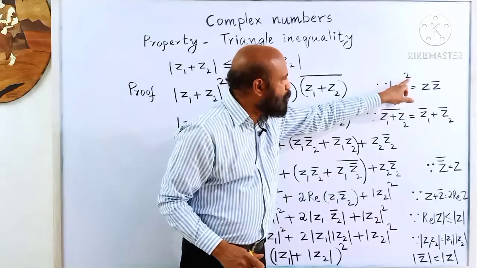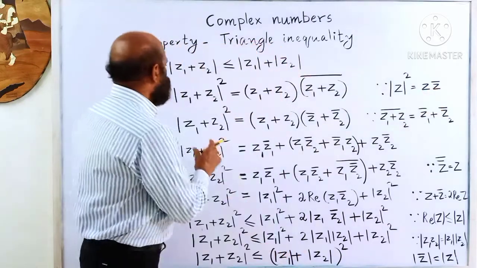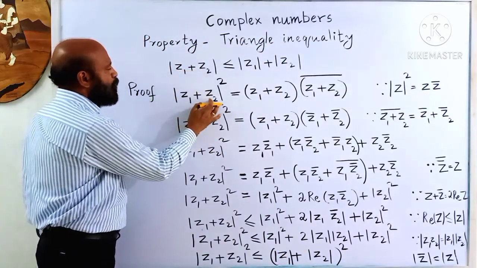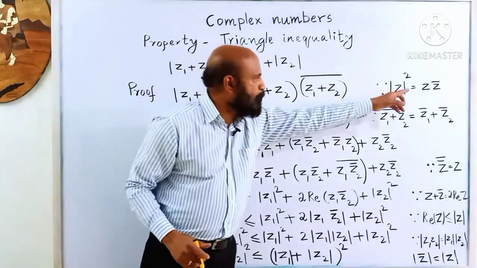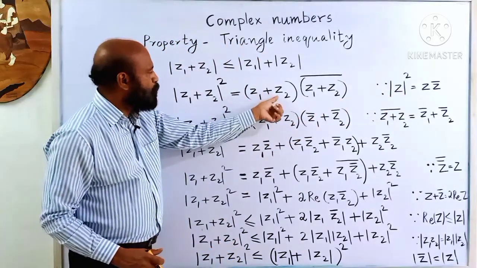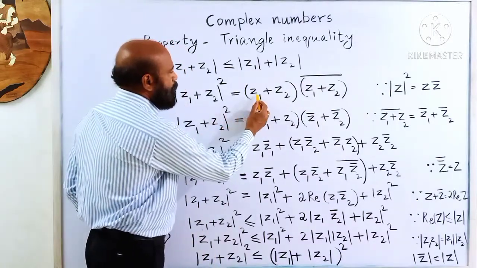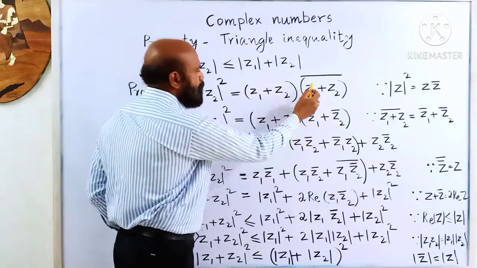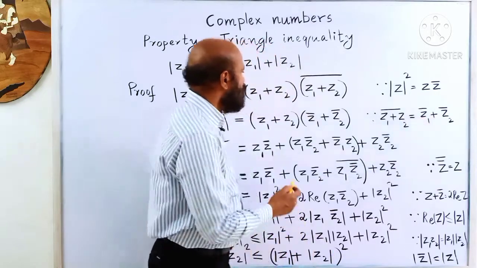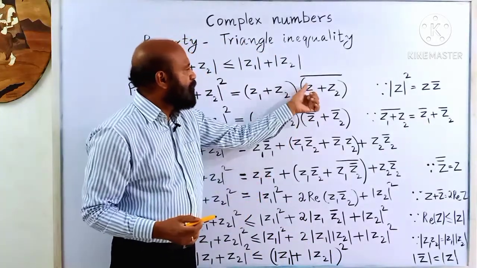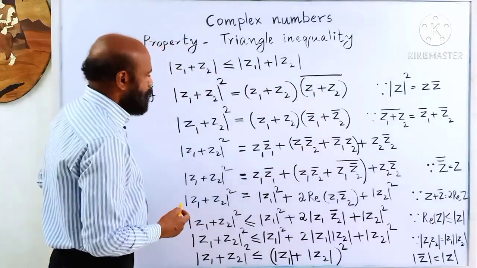Modulus of a complex number squared will be equal to Z into Z conjugate. So now you square modulus of Z1 plus Z2. You square it, so you can apply this property. That is, Z1 plus Z2 multiplied by its conjugate. Next, Z1 plus Z2 conjugate can be written like this, because conjugate of the sum is equal to the sum of the conjugates. So Z1 plus Z2 conjugate can be written as Z1 conjugate plus Z2 conjugate.